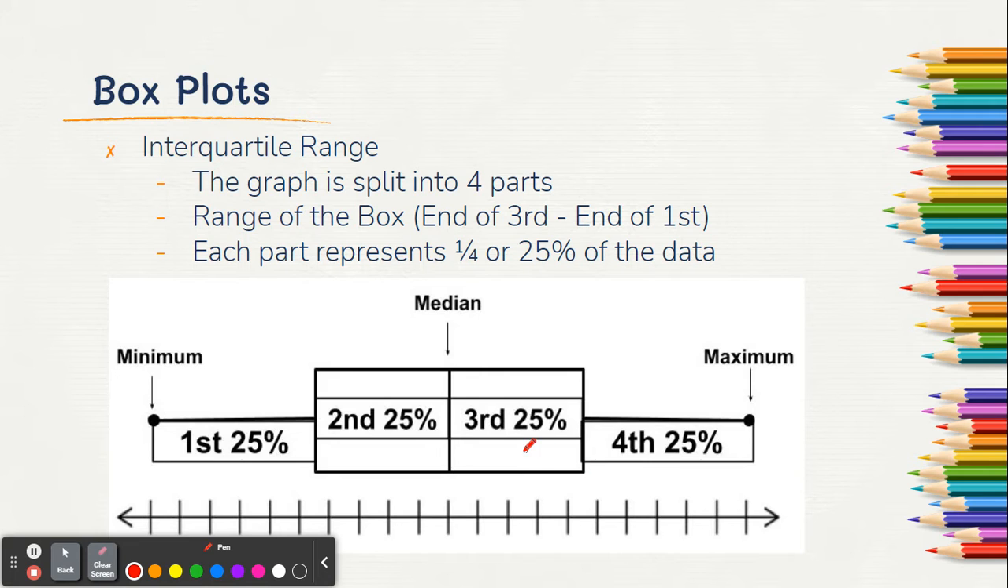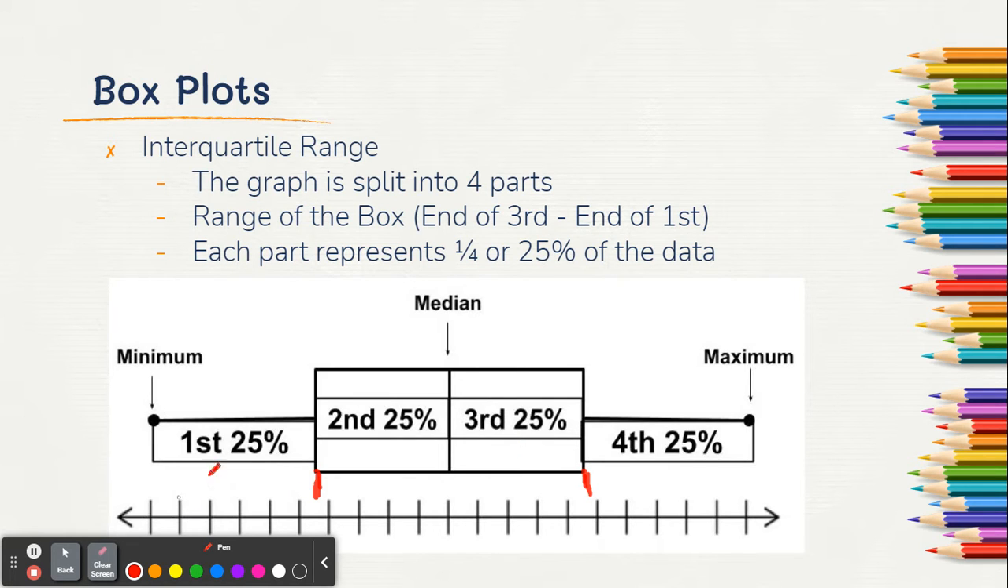When it asks for the interquartile range, it's the range of the box. So we're going to take off the whiskers and just do the range of the box. I'm going to find the number where the box starts and the number where the box ends, and subtract them. So the end of my third quartile minus the end of my first quartile, and that's my interquartile range. And each part represents a quarter, or 25%, of the data.